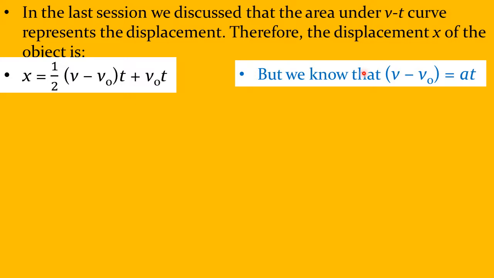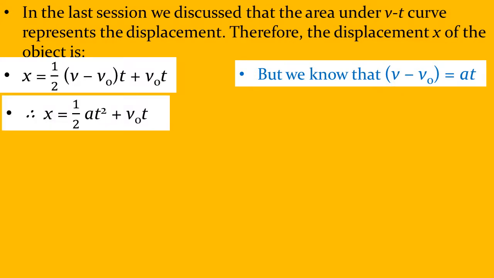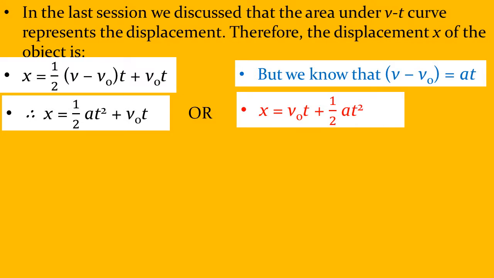But we know by definition, rate of change of velocity is acceleration. So v minus v0 is equal to at. I can substitute this value for v minus v0. So I get x equal to half, and in place of v minus v0, I put at multiplied by t, I get at square plus v0t. Or in general, I can write x is equal to v0t plus half at square. This is the second kinematic equation.